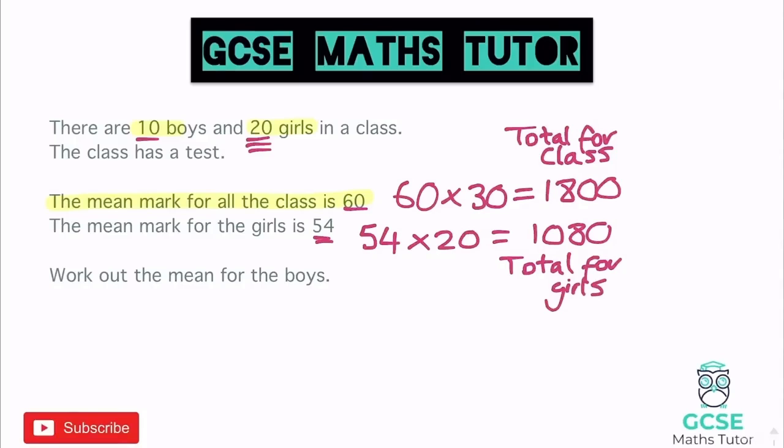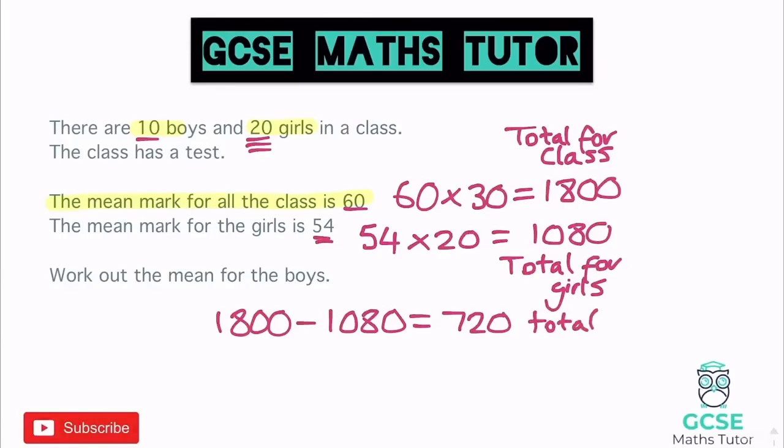Thinking logically about the information we've got, we've got a class of boys and girls. The total for the class is 1,800, the total for the girls is 1,080. So logically we can work out the total for the boys by subtracting those from each other. So 1,800, take away 1,080, leaves us with 720. That's the total for the boys. Let's label that up, total for boys.